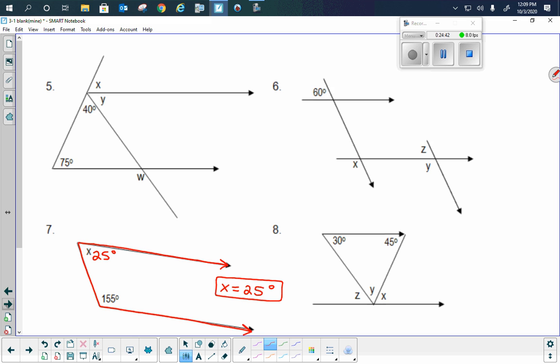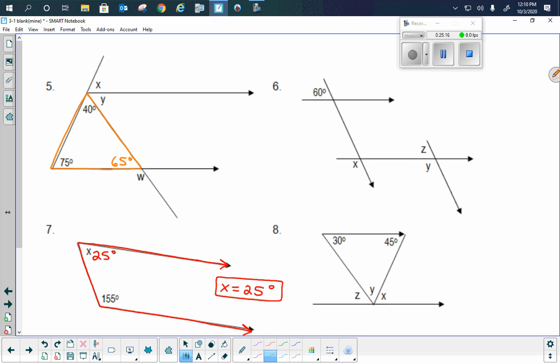Let's definitely look at 5 together. Okay, so on 5, where could we start? Well, I see a triangle that has 75 and 40 in it. I think I'll find the other third angle in there. Okay, so why don't we do that? So focusing on this triangle with the 75 and the 40, if I take 180 minus 75 and 40, I'll get that this angle is 65 degrees.